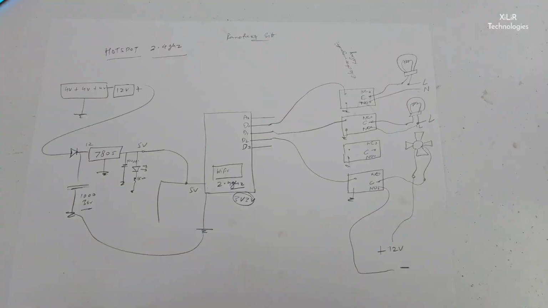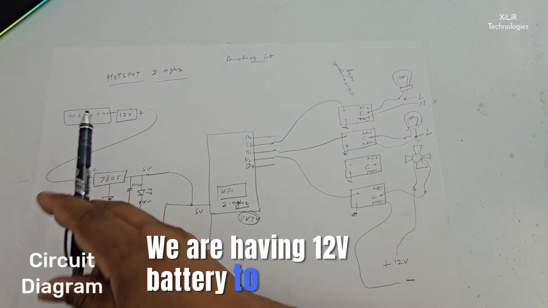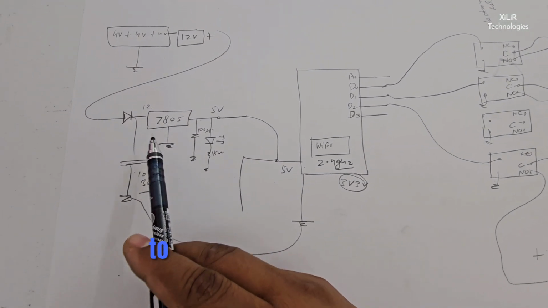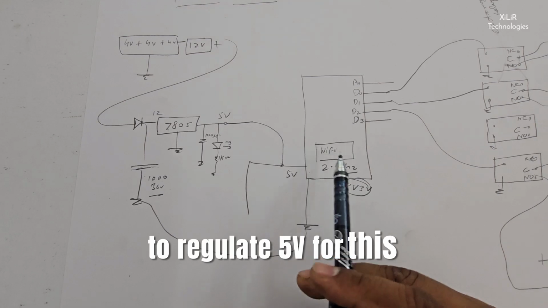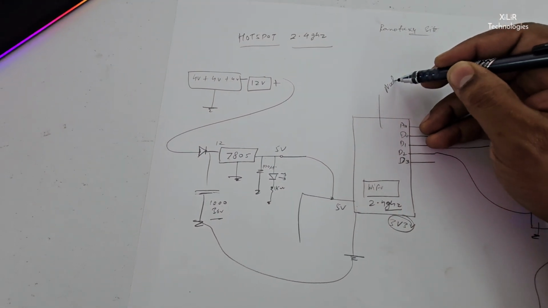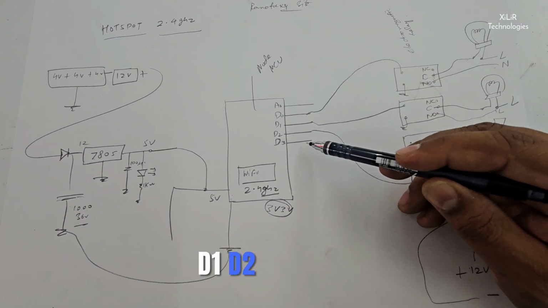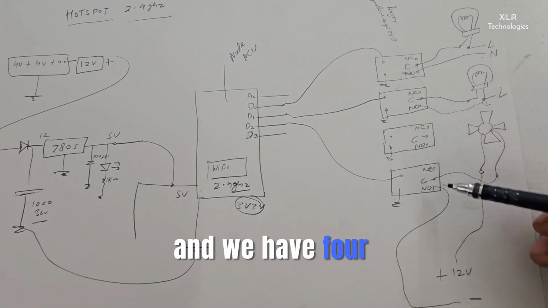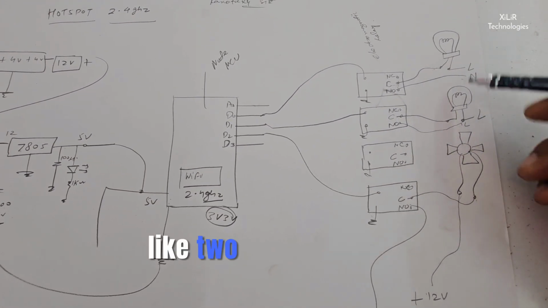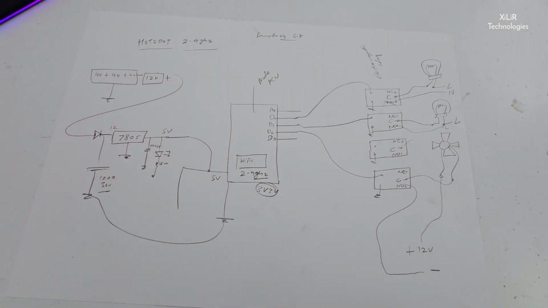Let's see the circuit diagram of the project. We have a 12 volt battery, and we turn on this fan. Then we have a 7805 power supply to regulate 5 volt for the Vin of this NodeMCU. This one is the NodeMCU. Then we have some connections D0, D1, D2. And we have 4 relays connected. With each relay we have connected an application, like 2 bulbs and 1 fan. One more is empty; we can connect more. That's it.